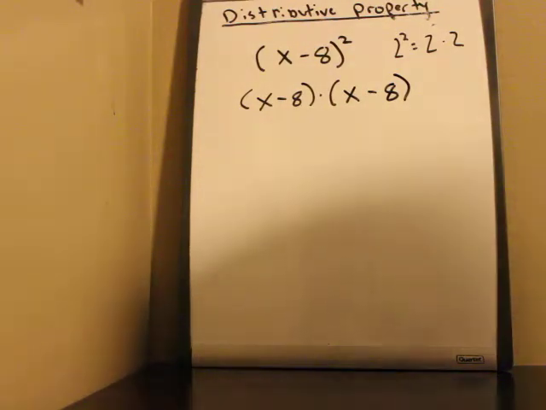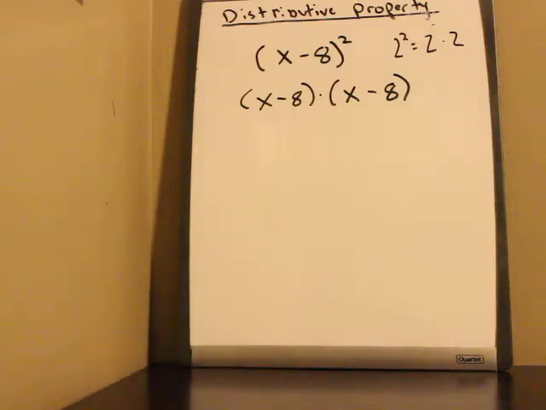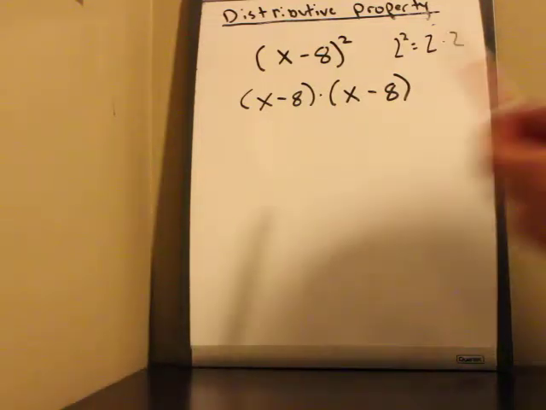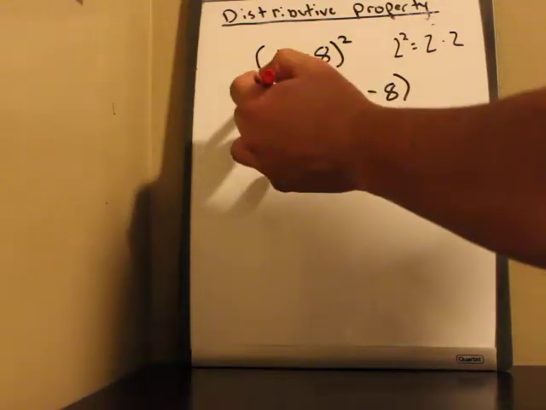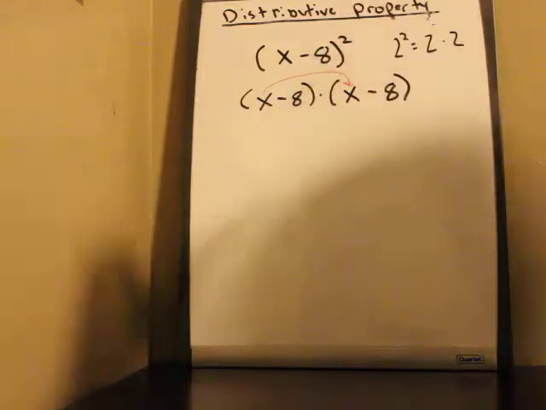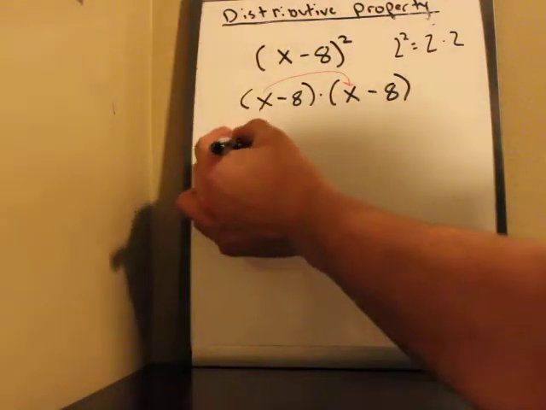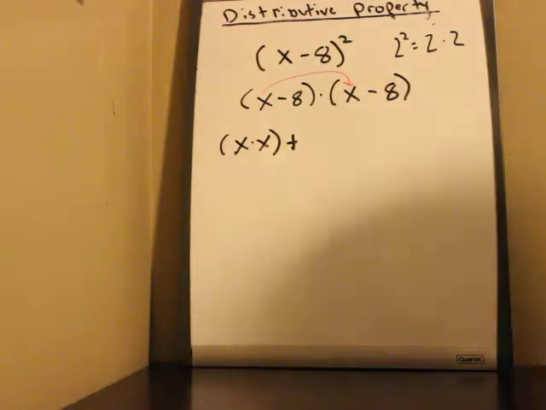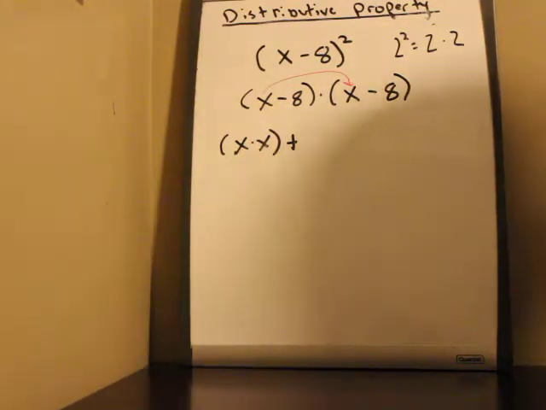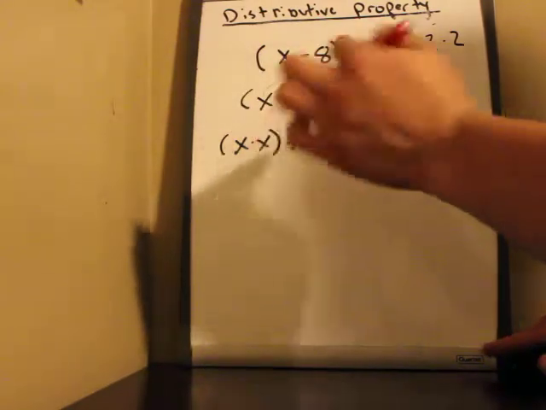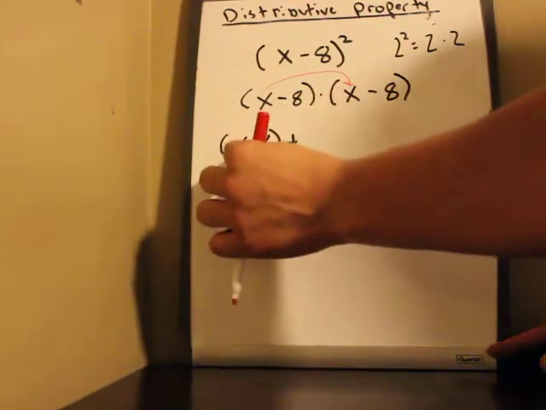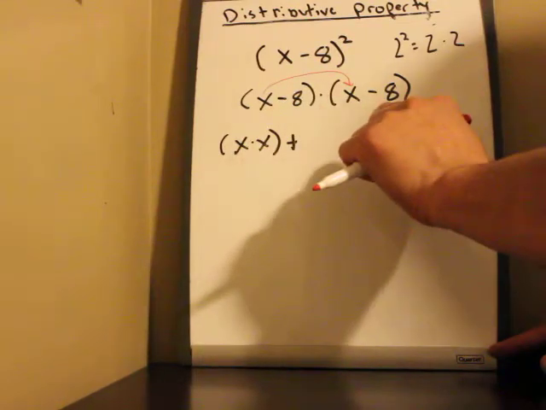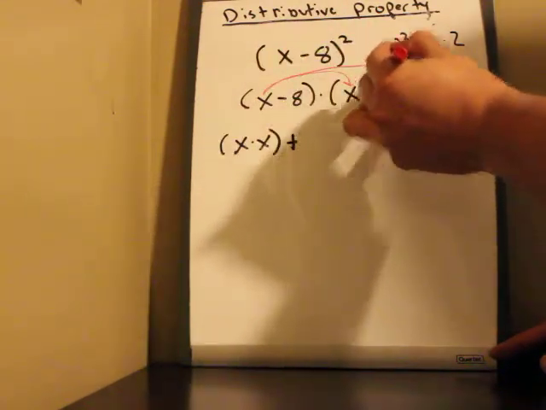Cool. Now that we're at this step, all we need to do is multiply. We need to use the distributive property. Everything here has to multiply everything here. So we're going to take this x and multiply it with x. So we're going to get (x times x) plus, now we take this x and multiply it with negative 8, so x times negative 8.